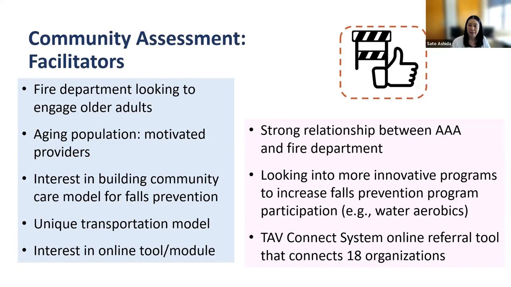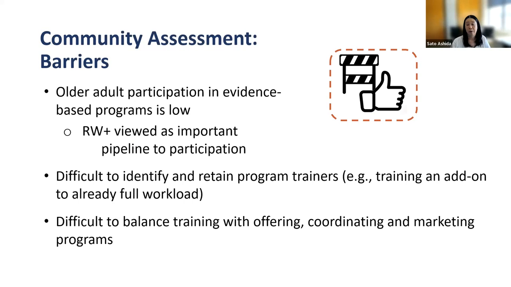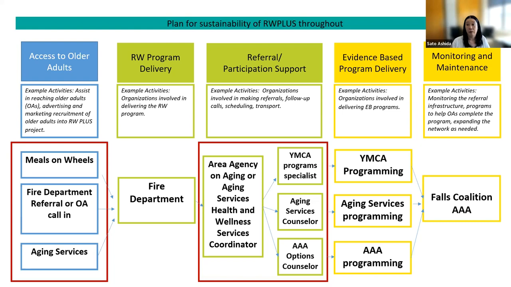It's basically very difficult to recruit older adults. It's very difficult to recruit and train the trainers of the fall prevention programs and also to retain them, especially in rural areas. And as you can see, we created a very similar workflow where organizations can reach out to older adults who then report to the fire department, and then the fire department connects those participants to the Area Agencies on Aging, where they help older adults sign up for community-based fall prevention programs.